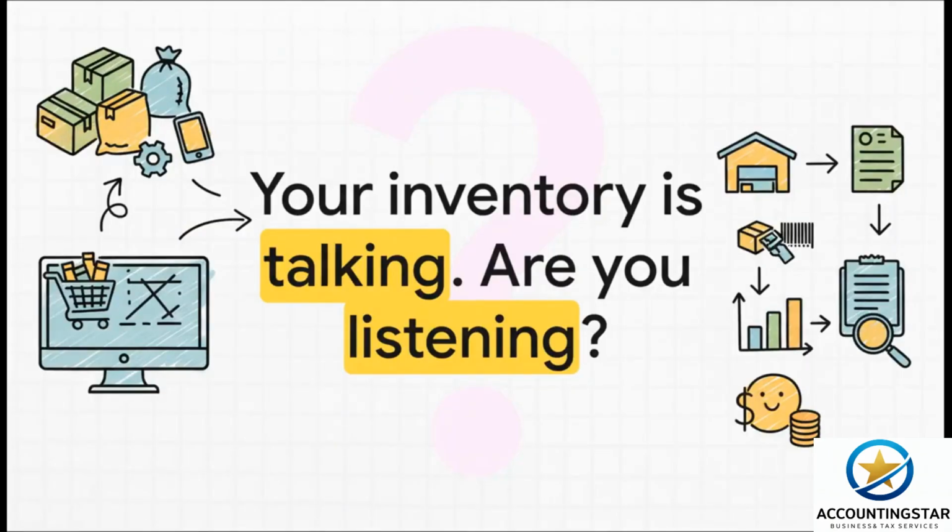So if there's one thing to take away from all this, it's that your inventory is constantly telling you a story. It's telling you what's a bestseller, what's collecting dust, where your cash is tied up, and how profitable each product really is. The real question isn't whether you can track it, it's whether you're listening to the powerful insights it's trying to give you.